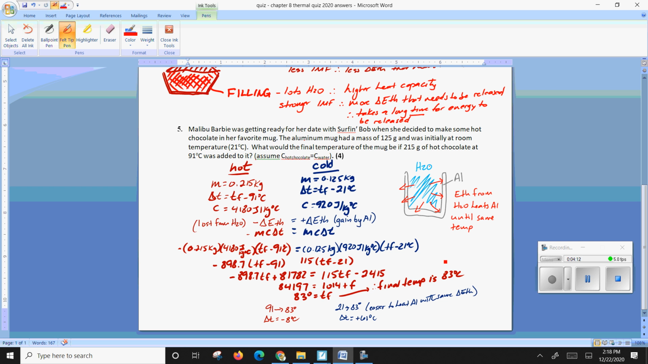Now you'll notice that the water went from 91 degrees Celsius to 83. It went down by 8 degrees. However, the aluminum went from 21 to 83. It increased its temperature a lot more. Why? Simple fact, the same amount of energy allows a greater temperature change in the aluminum because it has a lower heat capacity. And that's it.